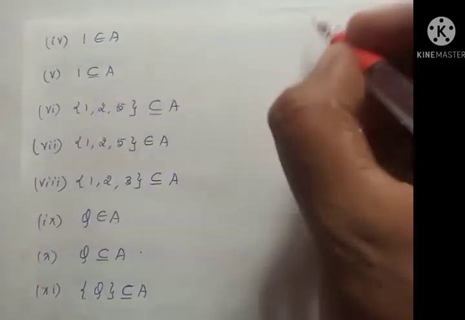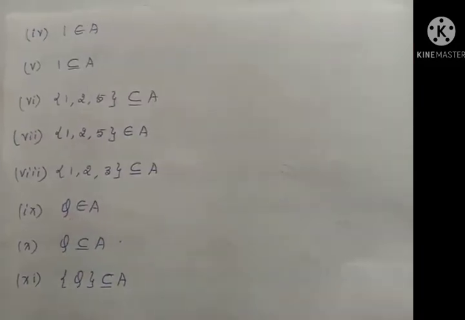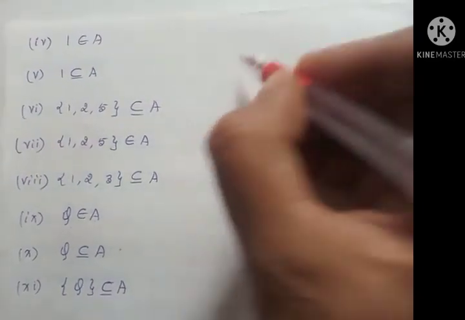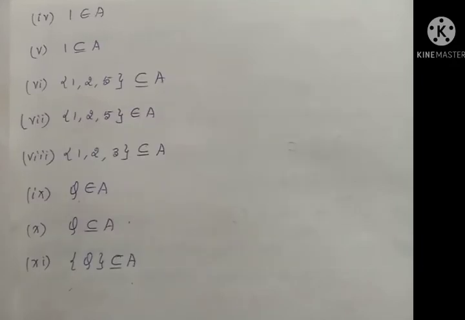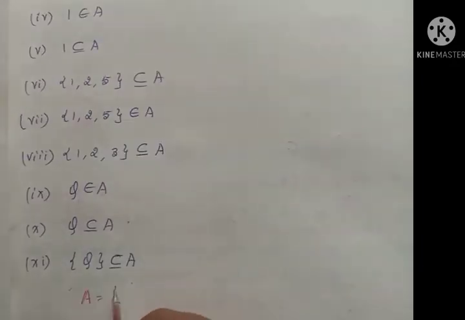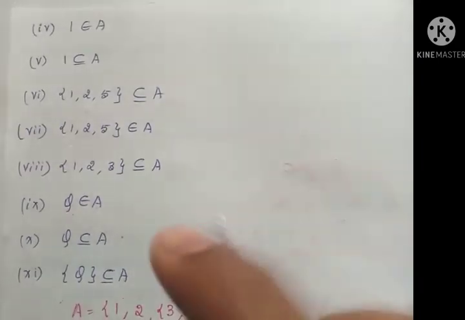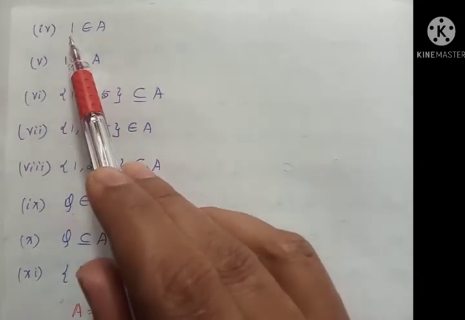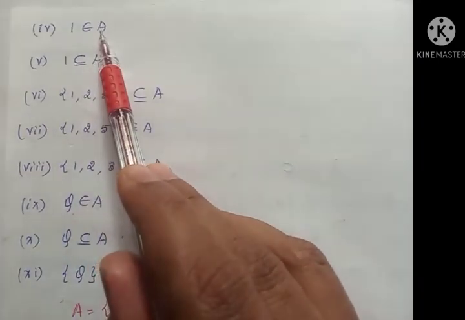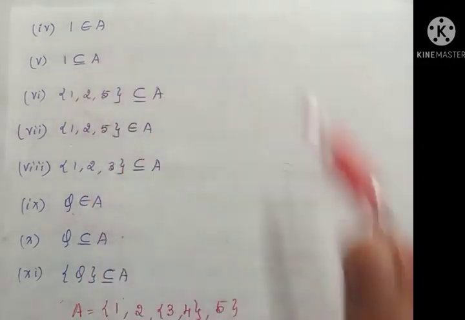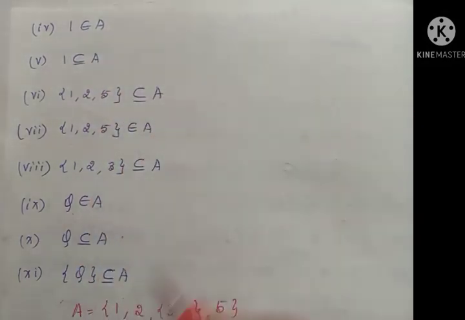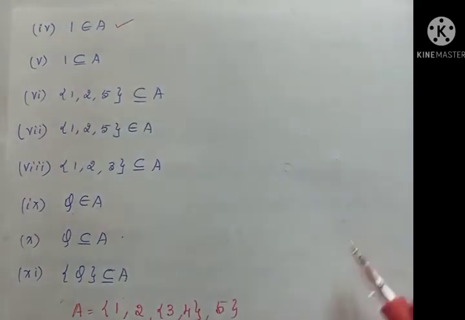Next one. Once again I'll write the set here. You know that set A has the elements 1, 2, the set {3, 4} and 5. Actually this is the set. Let's check. Is 1 an element of A? Here 1 is an element of A. Yes, this is an element of A. This is the correct statement.